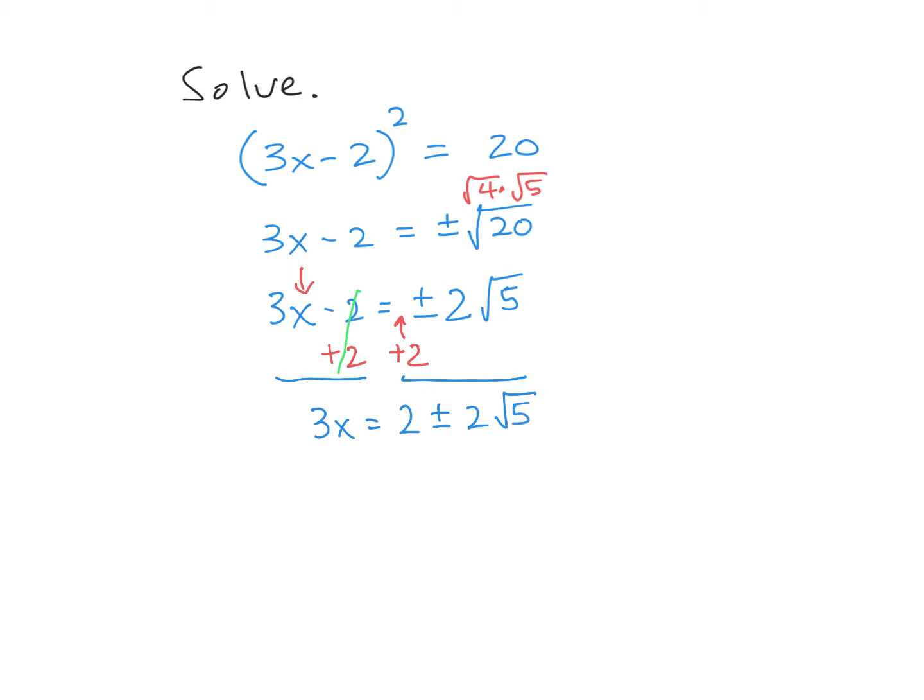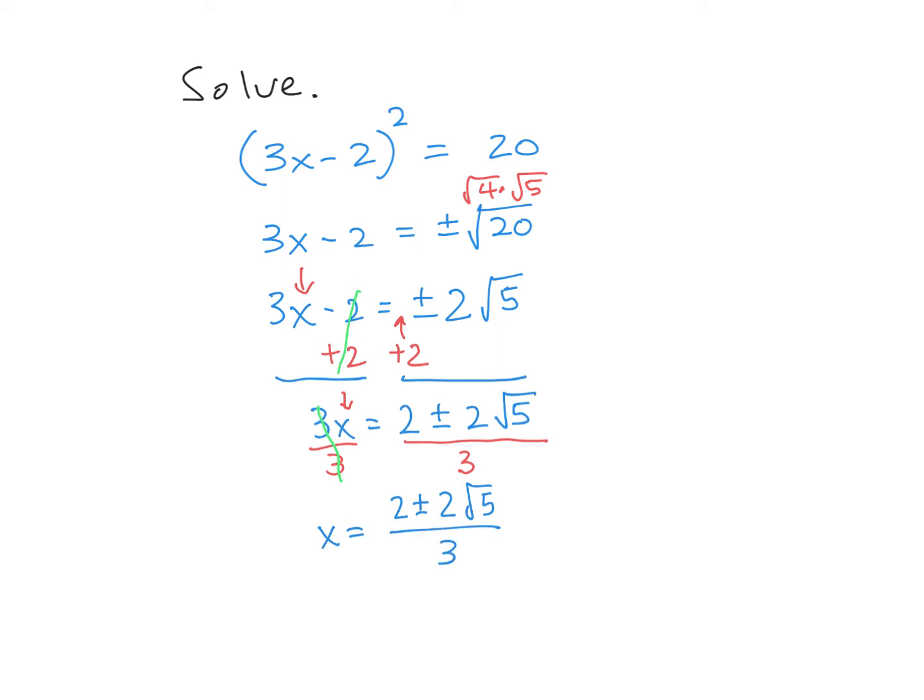Okay, let's go ahead and finish solving for x. At the moment, this x is being multiplied by that 3. So to get rid of the multiplication by 3, we're going to divide both sides by 3. And then we get x equals positive 2 plus or minus 2 square roots of 5 divided by 3.